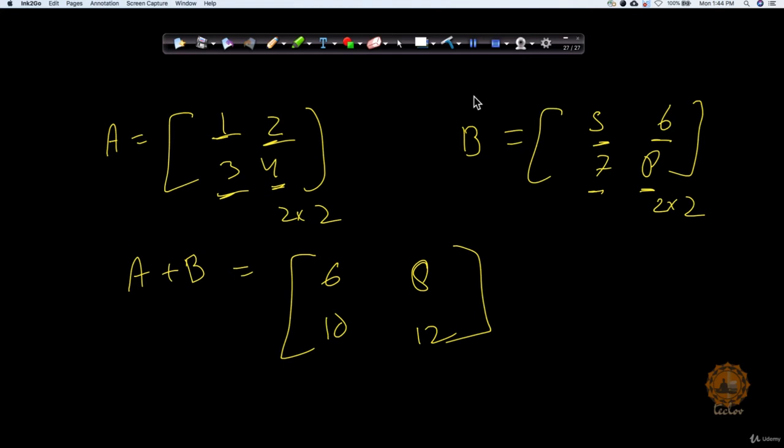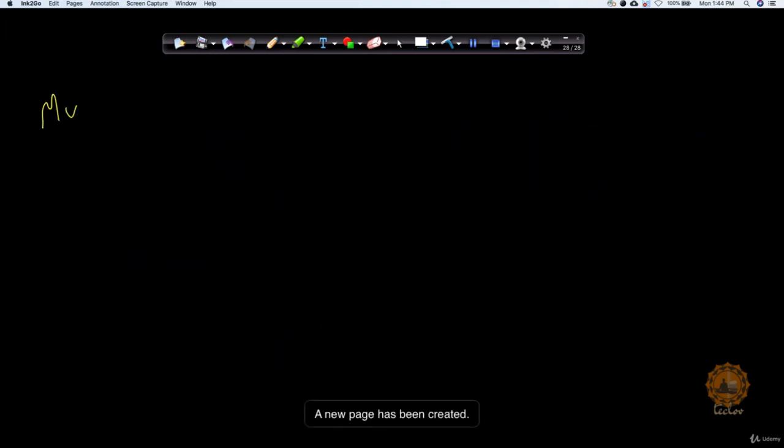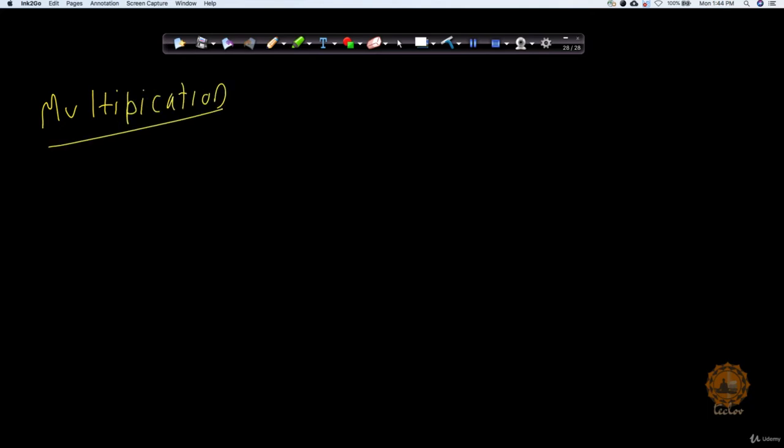So similarly, this is your addition part where we have such restriction. Now, if we talk about matrix multiplication, in multiplication we do have a small difference.